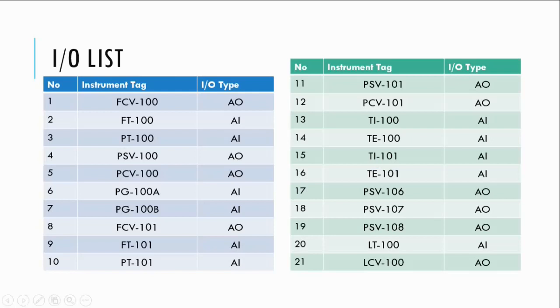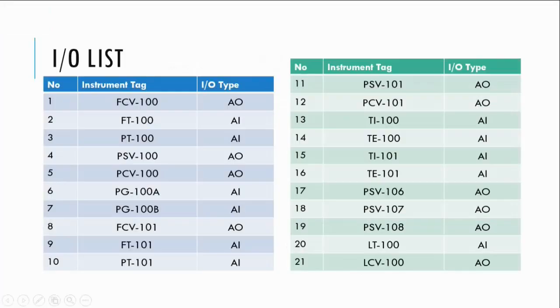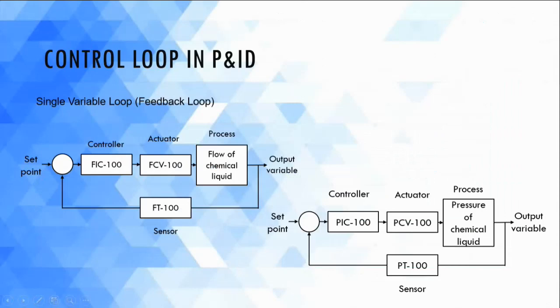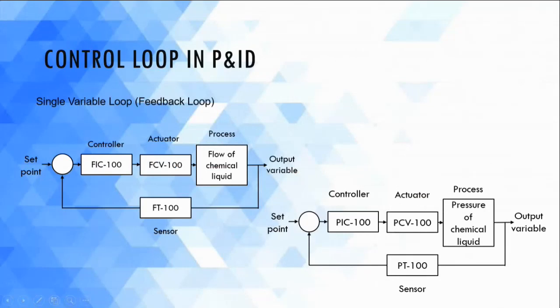The instrument types shown below are the same as the theory I just mentioned. If the DCS is giving a signal to the instrument, the instrument is analog output. If the DCS is receiving a signal from the instrument, it is analog input. Okay, thank you, sir. The type of control loop in our diagram is a single variable loop. It's a feedback loop. You can see that inside the diagram, I have configured seven feedback loops.